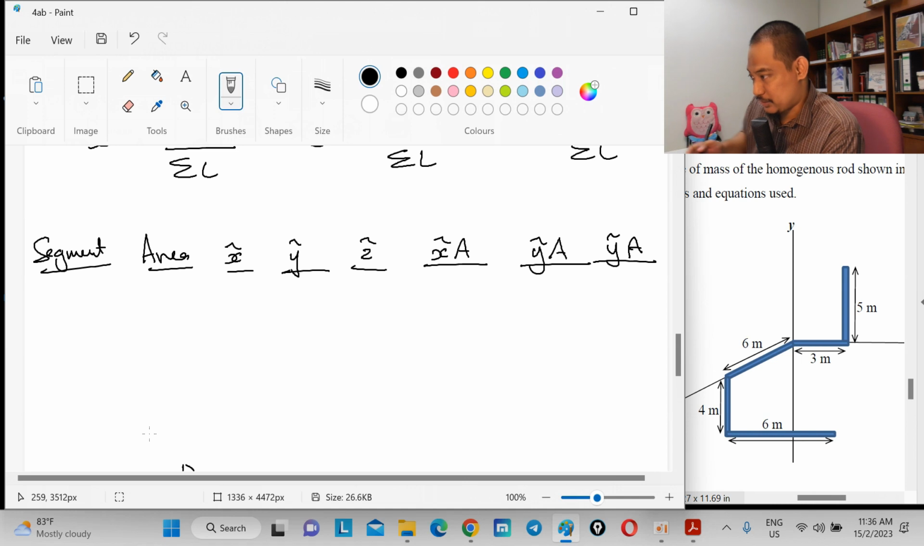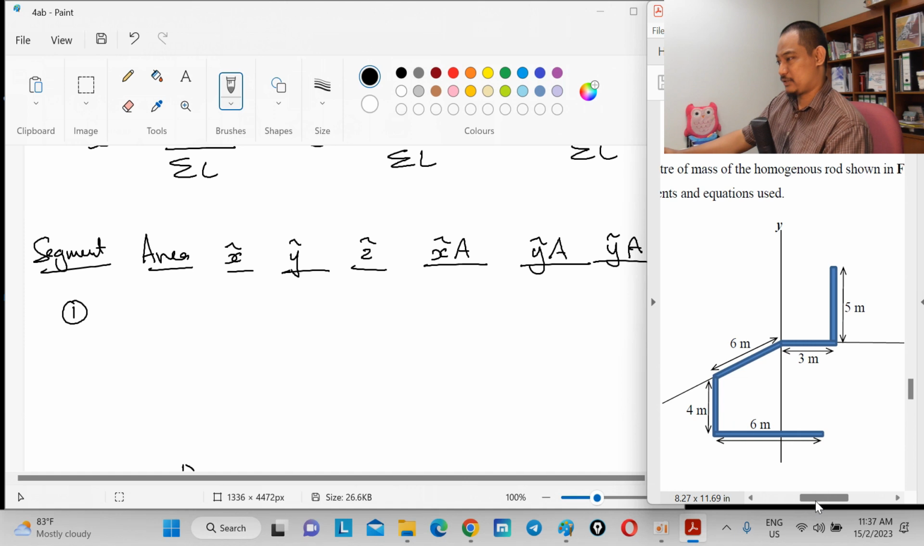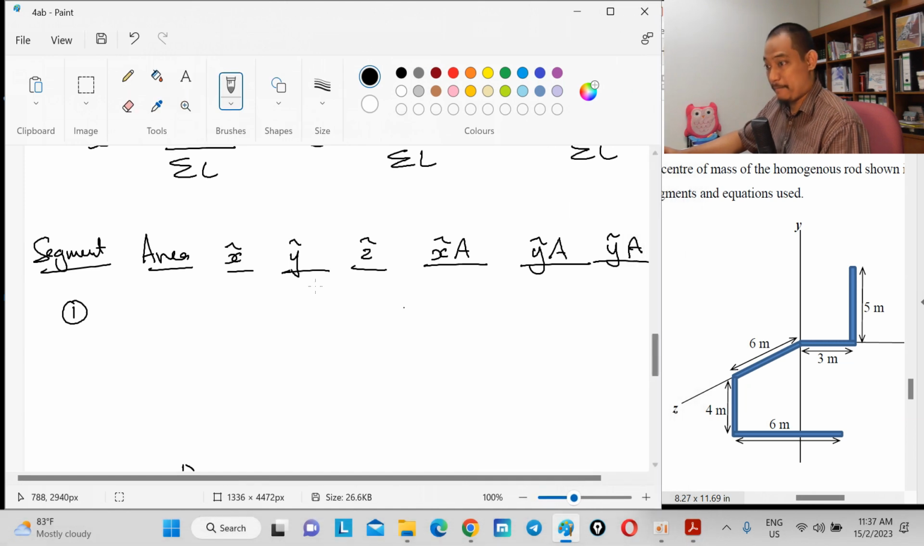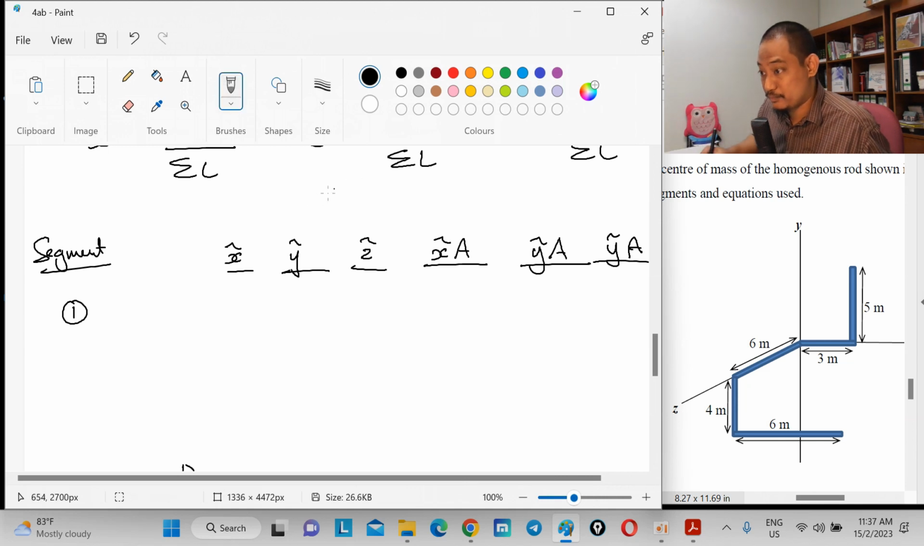Okay, so looking at that, segment 1 here. You have to be clear what the axes are, because the x-axis is here and in that direction, so I show y and z so that you can remember x. So it's length, in meters. The length is simply 5. X coordinate is 3. We are talking about the centroid, right? Y coordinate is 2.5. Z coordinate is 0.